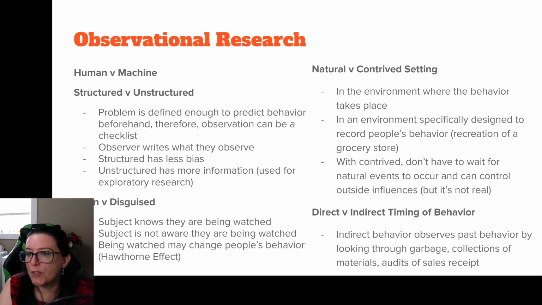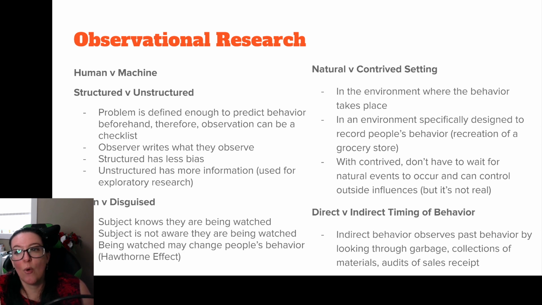When you do observational research, we also need to decide, are we doing natural or contrived settings? So a natural setting takes place where that individual would have done that behavior. So if we're observing people pick out cans of soup, we are doing the observation in their actual grocery store. A contrived setting is an environment specifically designed to record people's behavior. So we might actually create a mock-up of a grocery store, but it only has one aisle, the canned soup aisle, and we get participants to go through as if they were going to buy canned soup. So we're going to recreate that grocery store.